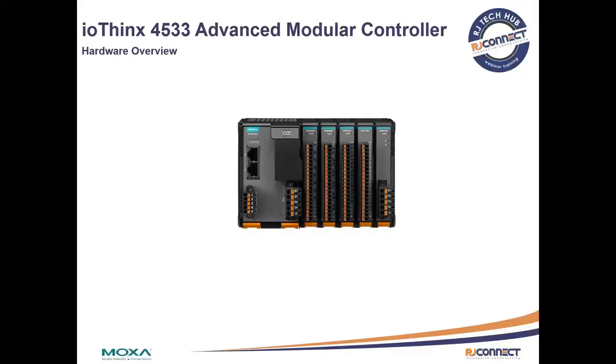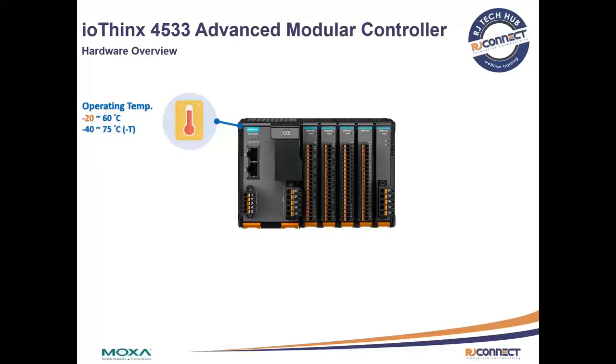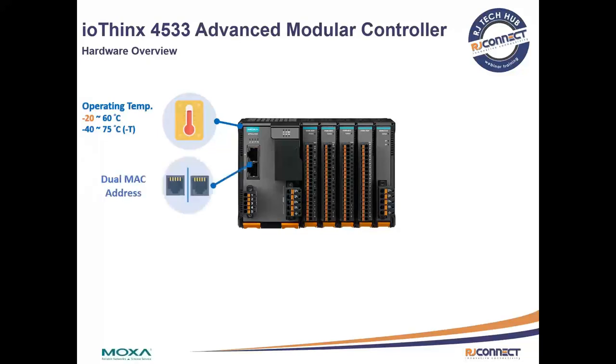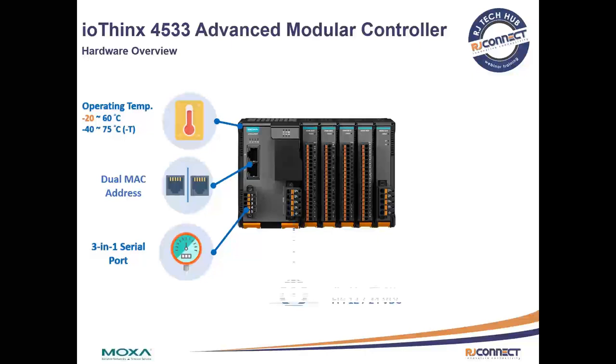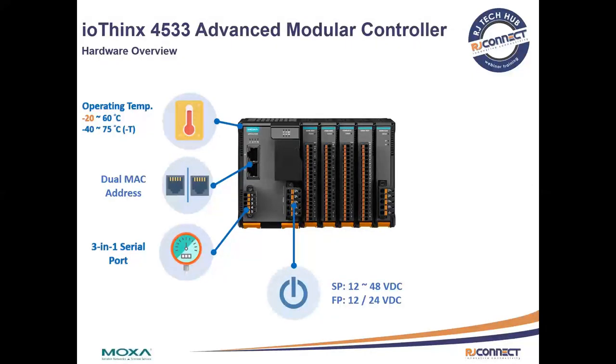For the hardware overview, you can see that the ioThinx 4533 supports standard operating temperature and wide temperature. It also has dual MAC addresses on the LAN port, where users have the opportunity to configure one port as a WAN port and the other as a local port. It has a 3-in-1 serial port, which you can configure as RS-232, 422, or 485. The system can be powered with either 12 to 48 VDC power, and the field power can take only 12 or 24 volts.